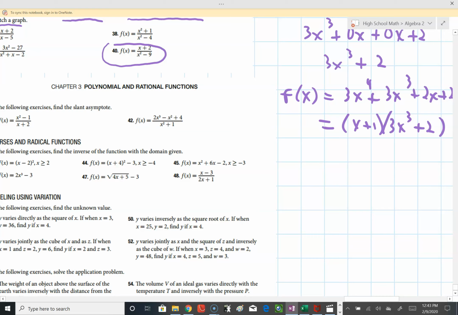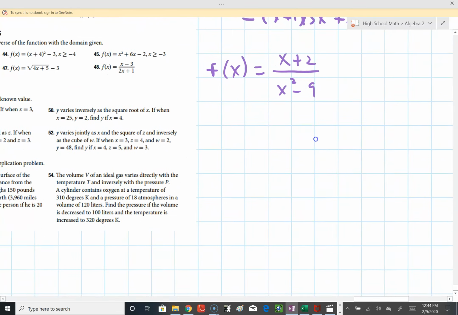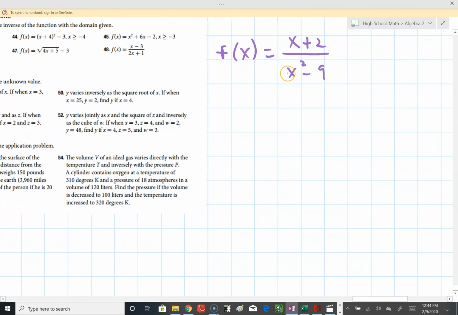Alright, so we have f of x is equal to x plus 2 over x squared minus 9. It's a rational function. It's a fraction. Specifically, the variable x, the input variable, occurs in the denominator. So one thing we're going to do right off the bat is factor the denominator. That's a difference of 2 squares, x plus 3, x minus 3.